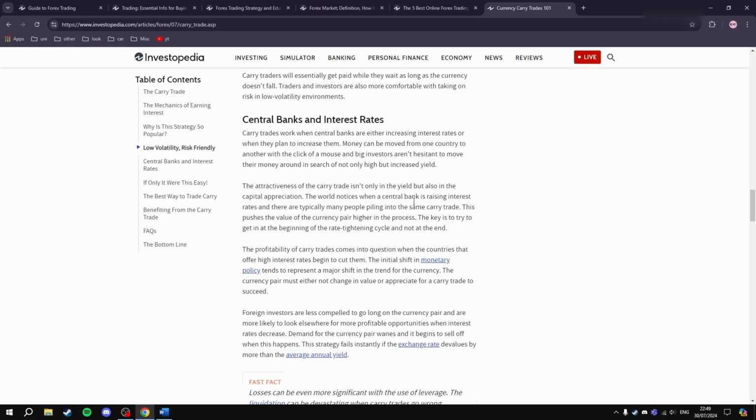Central banks' interest rates. Carry trades work when the central bank either increases interest rates or plans to increase them. Money can be moved from one country to another with a click of a mouse, and big investors aren't hesitant to move their money around in search of not only high but increased yield.